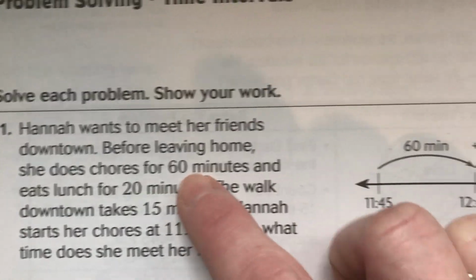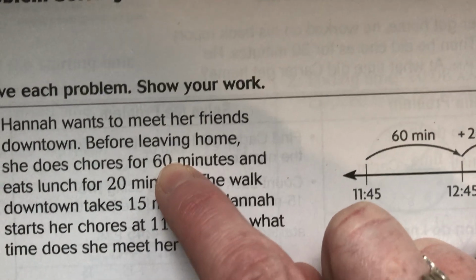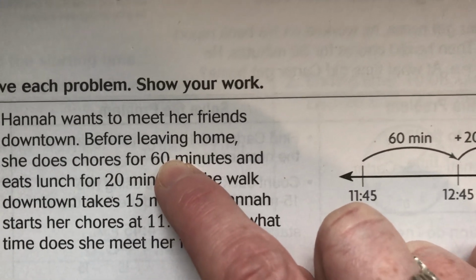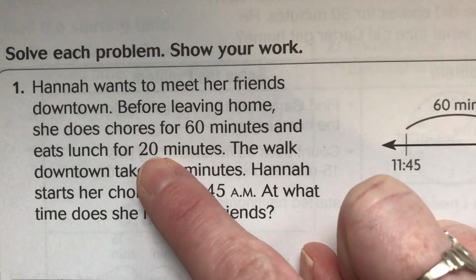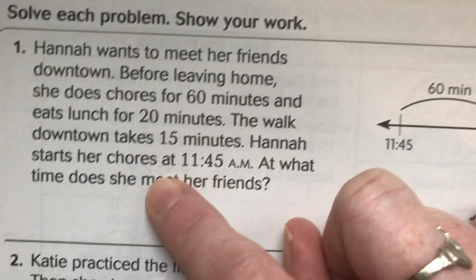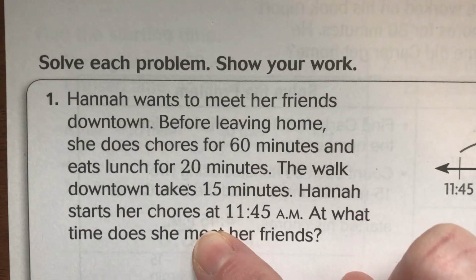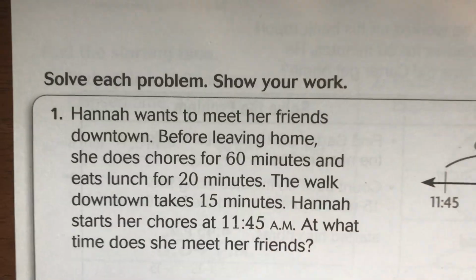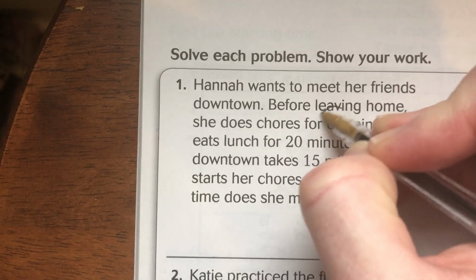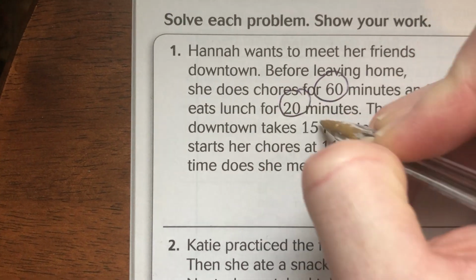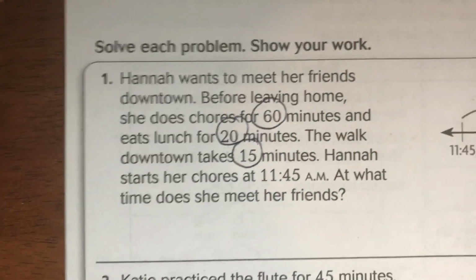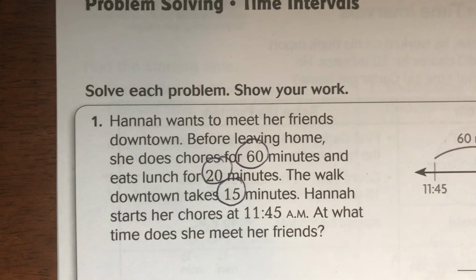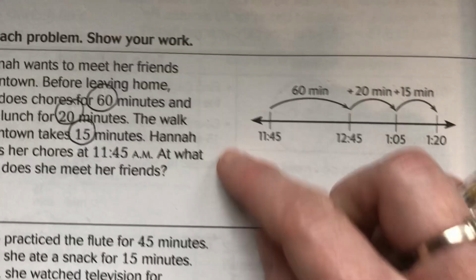So if we take a look here, she has chores that she's doing for 60 minutes, 20 minutes to eat, and 15 minutes to walk. So this time we have a 60, a 20, and a 15. 3 different intervals of time that we have to account for.